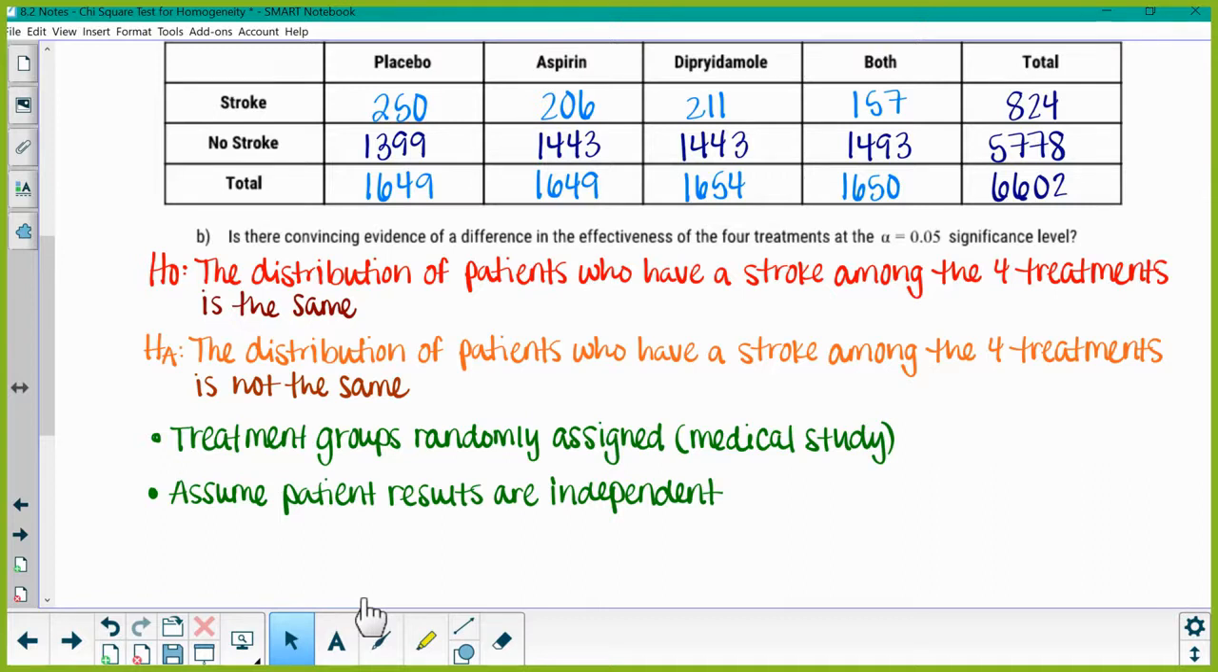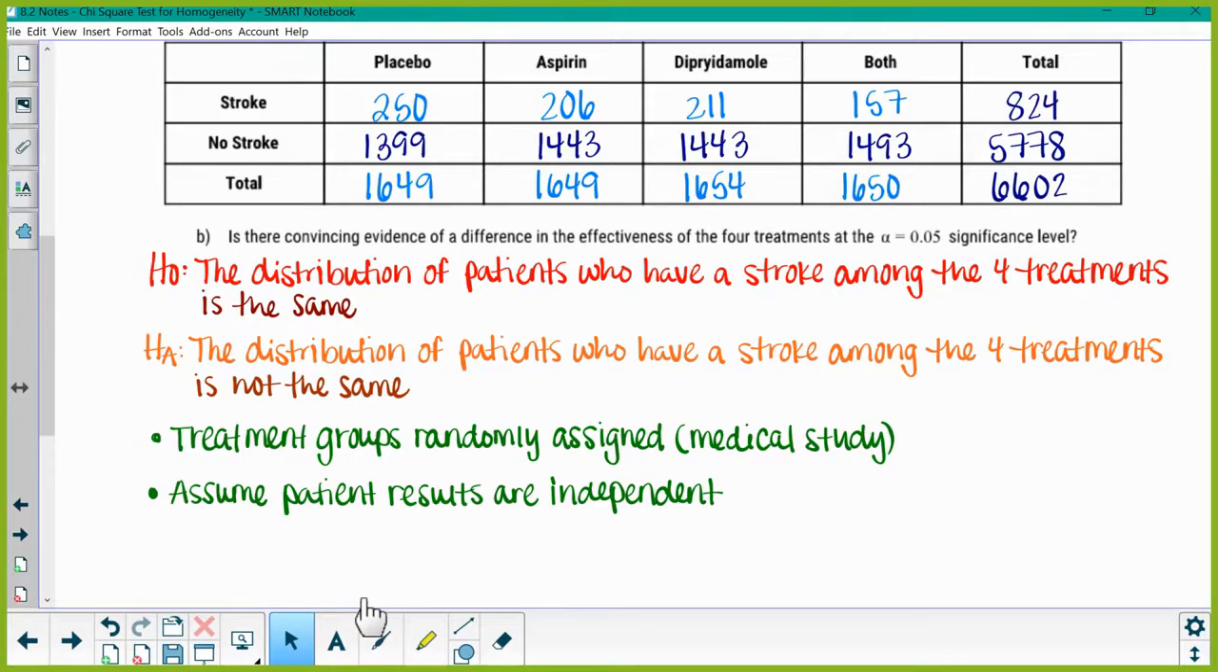And we're going to assume that the patient results are independent, meaning one patient resulting in a stroke does not necessarily mean another patient is going to result in a stroke. Each person is independent.